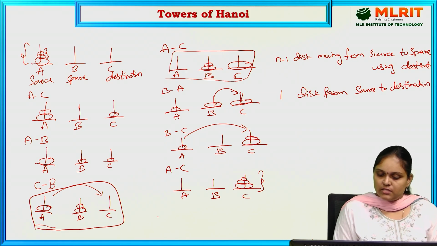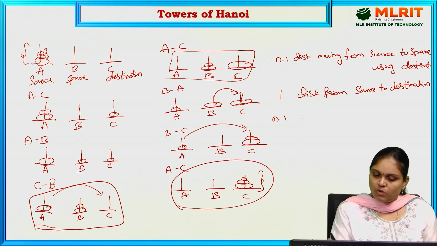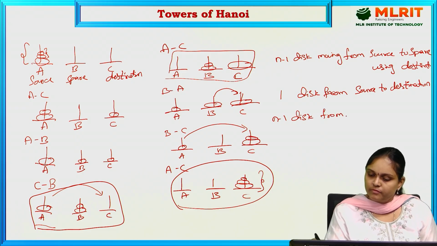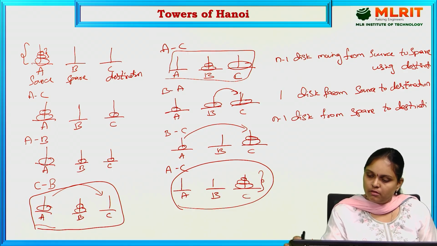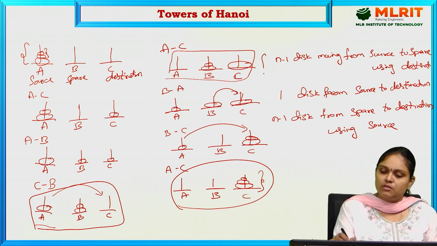And in the last step we can observe n-1 disks we are moving from spare to destination using source. So whatever n value you are taking, there are 3 steps you need to follow.